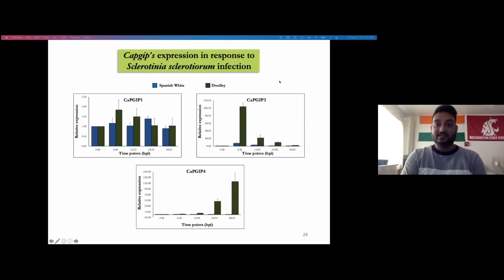So again, interestingly, you can see that Pgip3 and Pgip4 responded very high to Sclerotinia, but Pgip1 did not. It was similar to Botrytis, and Pgip4 had a very high response, and it also crossed the 100-fold change mark, and it has the highest response compared to all Pgips and to all tested pathogens.